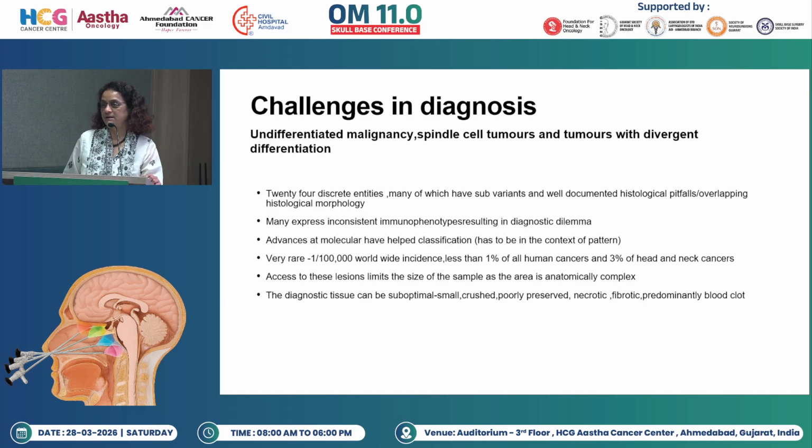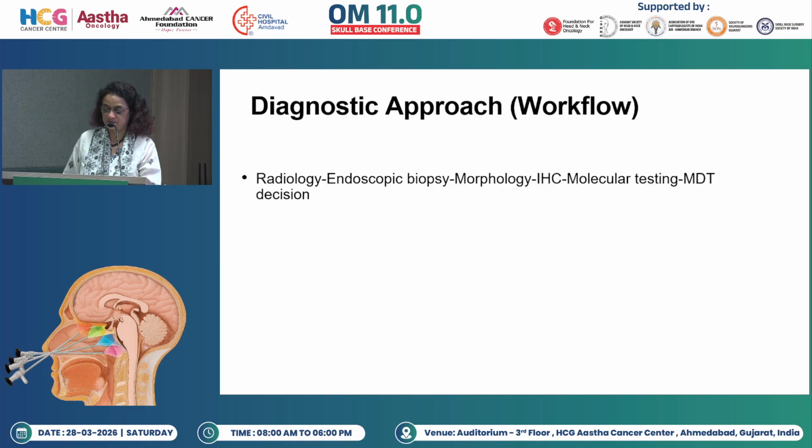Number one, it is a very difficult approach for the surgeons to biopsy, as a result of which most of the samples are either necrotic, crushed, small, or filled with blood clot. On top of that, the tumors are very complex. Their immunophenotype often overlaps. Plus, there is molecular classification. There can be an overlap in the molecular classification as well.